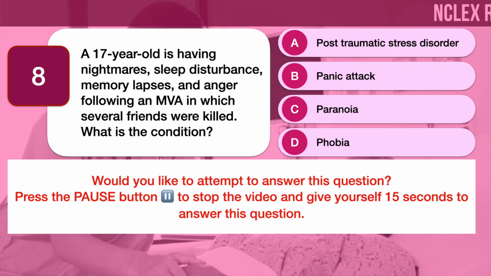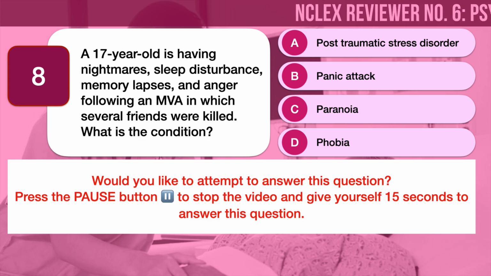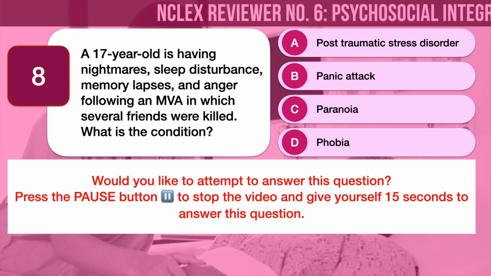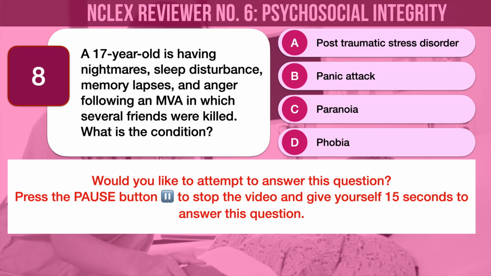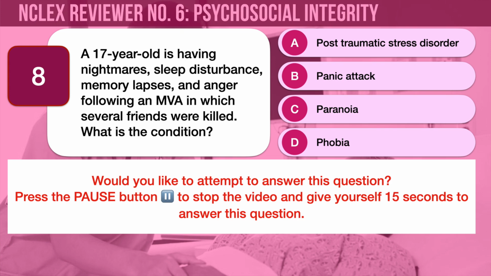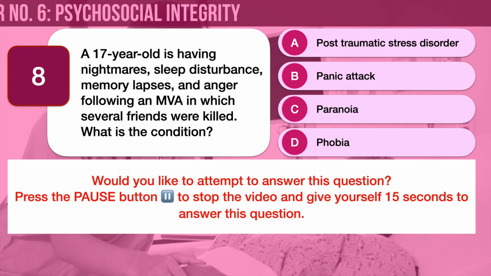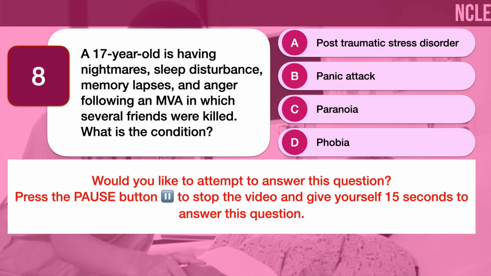Question number 8. A 17-year-old is having nightmares, sleep disturbance, memory lapses, and anger following an MBA in which several friends were killed. What is the condition? A. Post-traumatic stress disorder. B. Panic attack. C. Paranoia. D. Phobia.